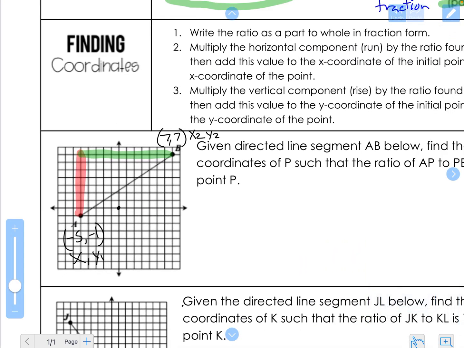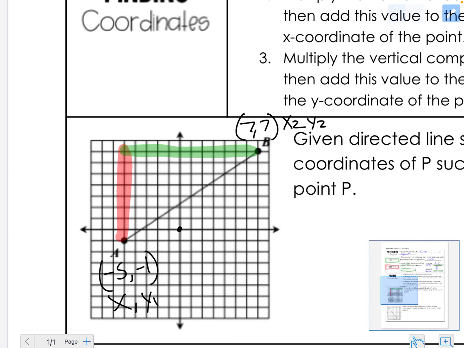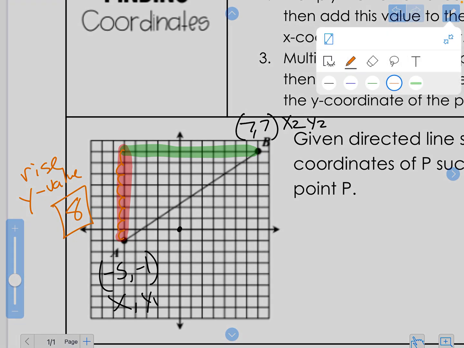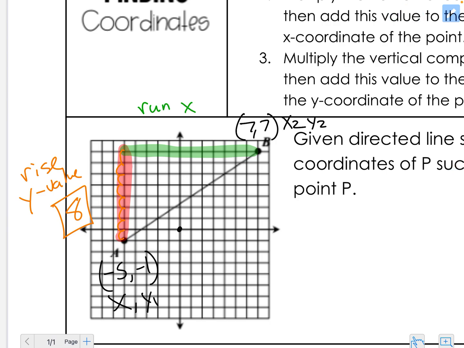Now the next thing that we need to understand, once we know these points, is the rise and the run. We said earlier that the rise is our Y value, so we need to see how much it goes up from A to B. 1, 2, 3, 4, 5, 6, 7, 8. So 8 is the rise, and now we need to find the run. Run is the X value, because again, it's the x-axis. So 1, 2, 3, 4, 5, 6, 7, 8, 9, 10, 11, 12 is going to be our run.